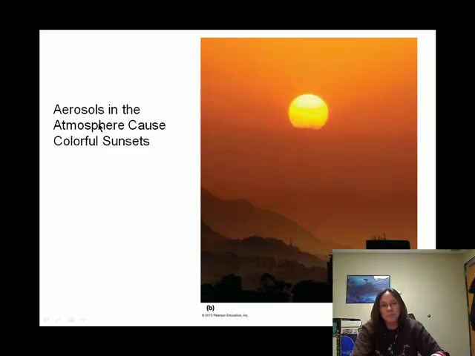Aerosols, though, can provide some extra scattering to make our sunsets and sunrises. When the sun is low on the horizon at sunrise or sunset, it can make them extra colorful.